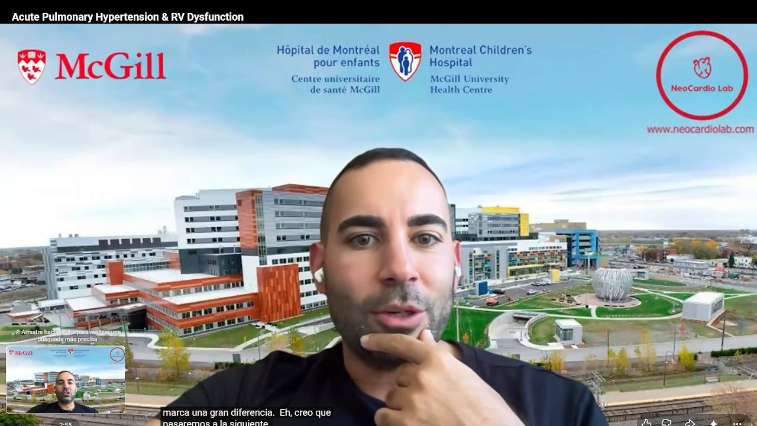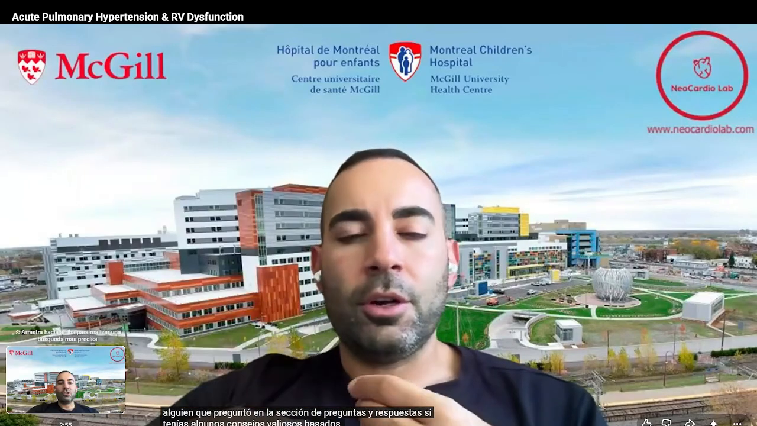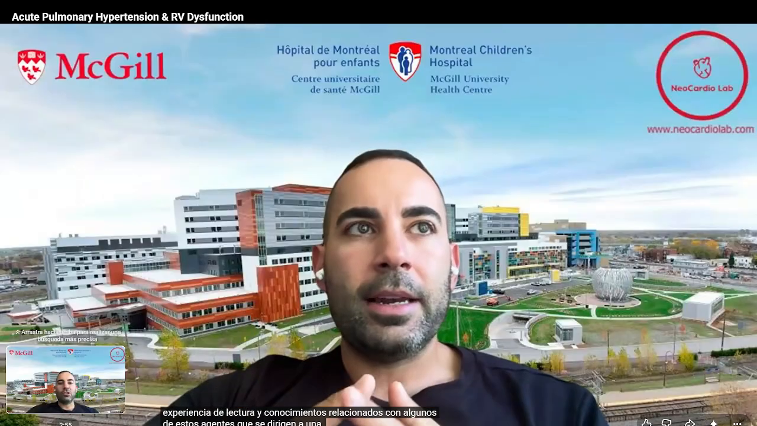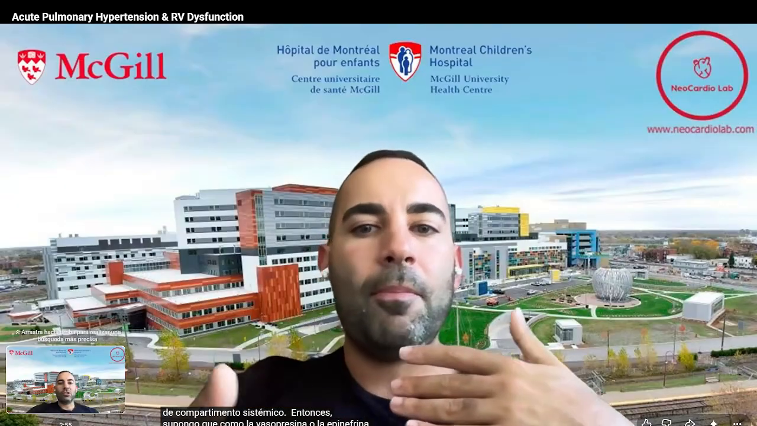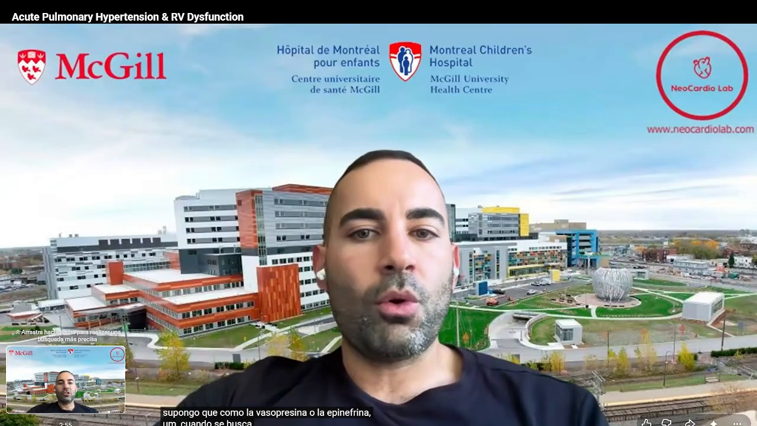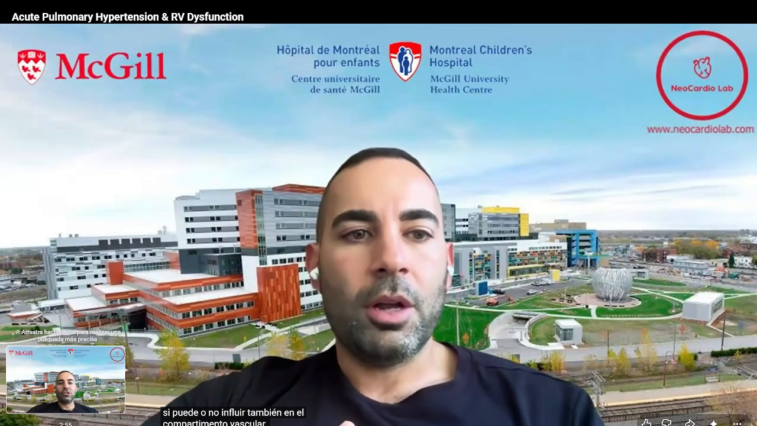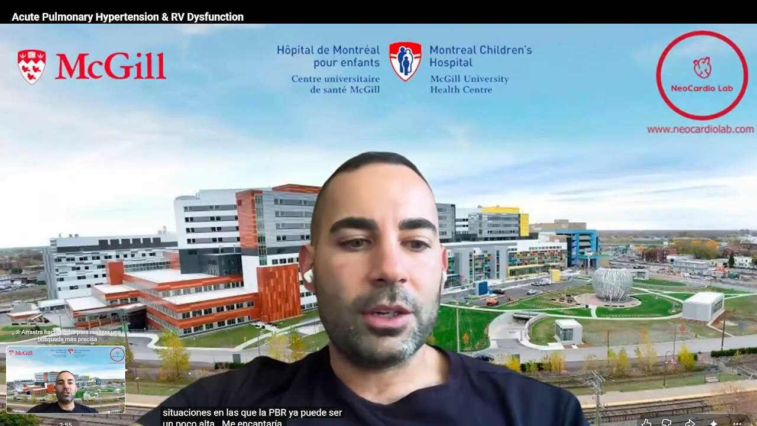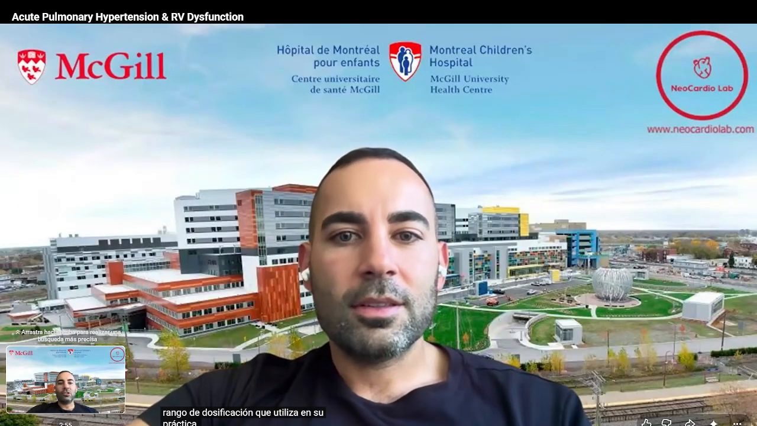I think we'll go on with the next question. There's someone who asked in the Q&A, if you had some pearls based on your reading, experience, and expertise related to some of these agents that are targeting the systemic compartment. So I guess like vasopressin or epinephrine, when you're looking at potentially restoring diastolic blood pressure, and whether or not it may influence also your pulmonary vascular compartment in situations where your PVR may already be a bit high. So would love to hear your thoughts on that. And specifically, they were talking about specific agent and dosing range that you use in your practice.